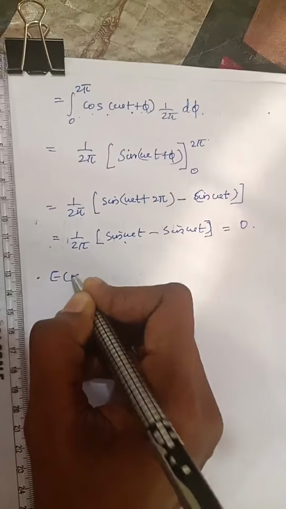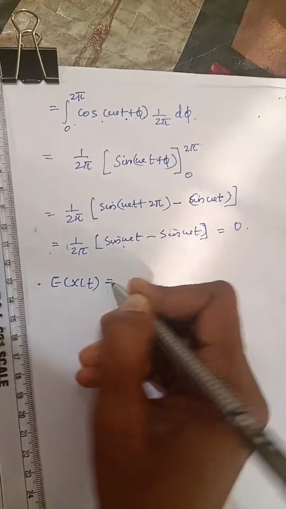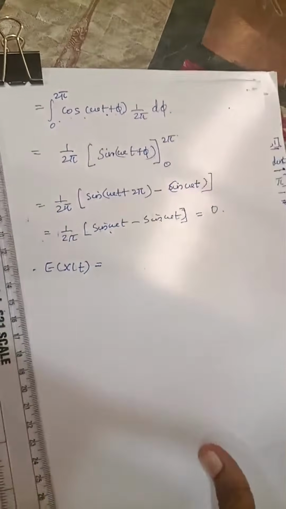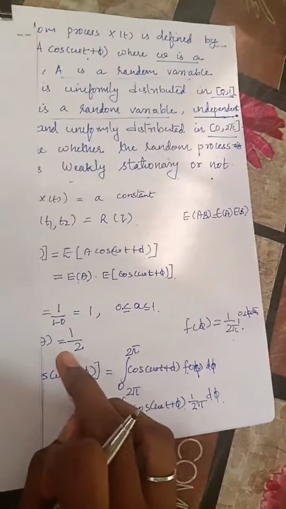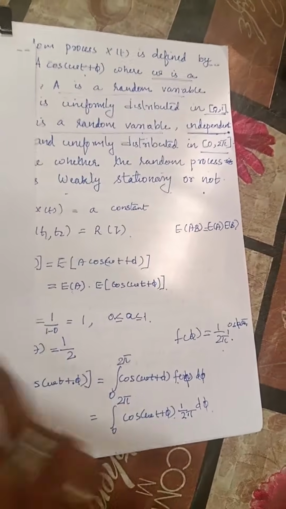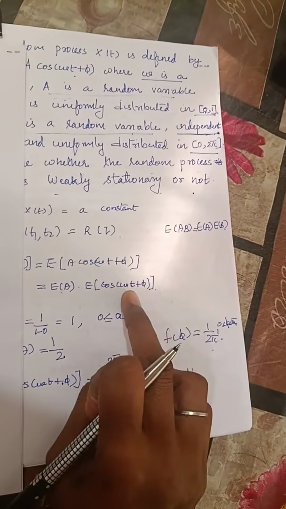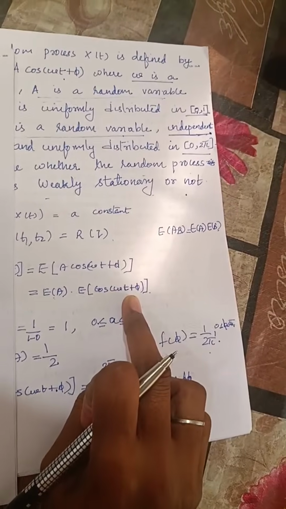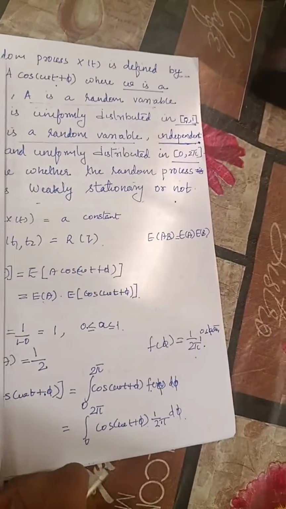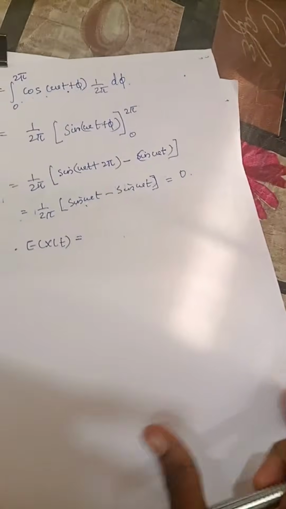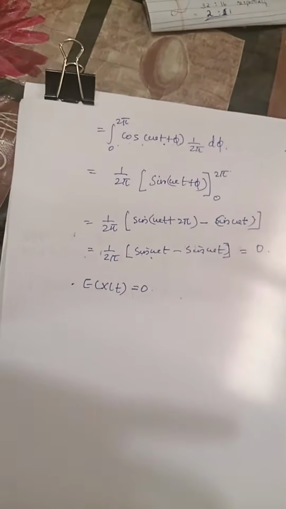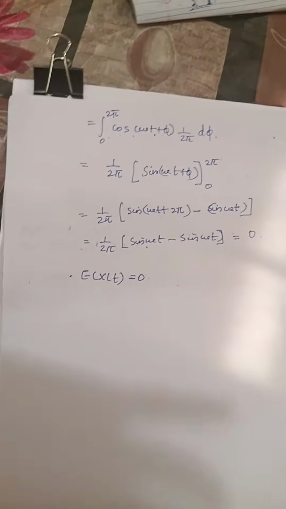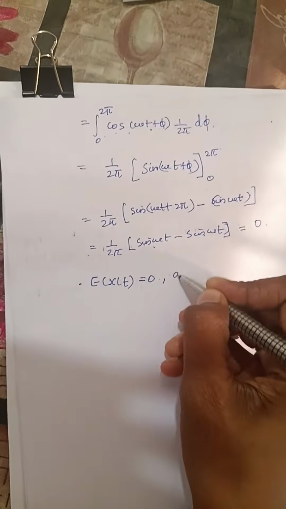So when we substitute that in expectation of x of t, what will happen? Expectation of x of t equals expectation of A, which we obtained as 1 by 2, times expectation of cos(omega t plus phi), which is 0. So expectation of x of t will be 0. Expectation of x of t equals 0, which is a constant.